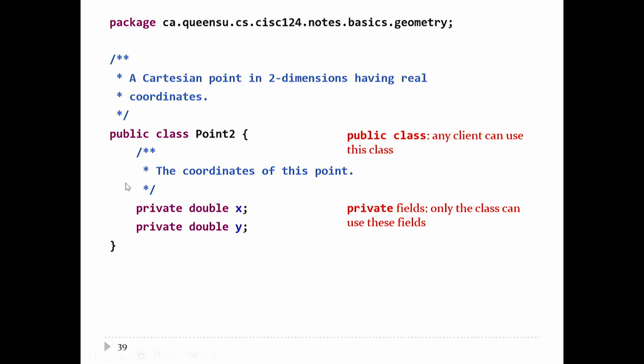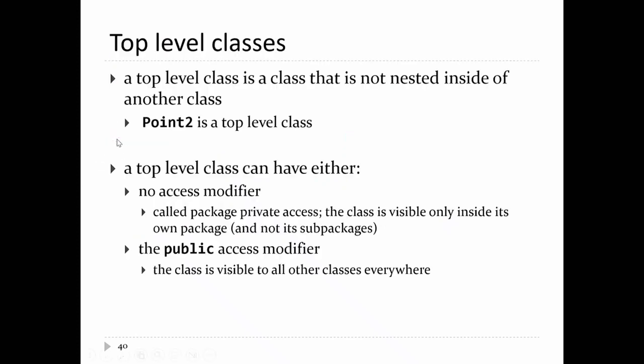So if we were to strike public in this case, then the only classes that can use Point2 are the ones that are in that exact package. So if there's a class in basics, it wouldn't be able to use Point2. If there was another package called geometry dot, I don't know, something, then classes in something would not be able to use the Point2 class. It's only the classes that are in the exact same package that can use the class. So for now, all of our classes should be public.